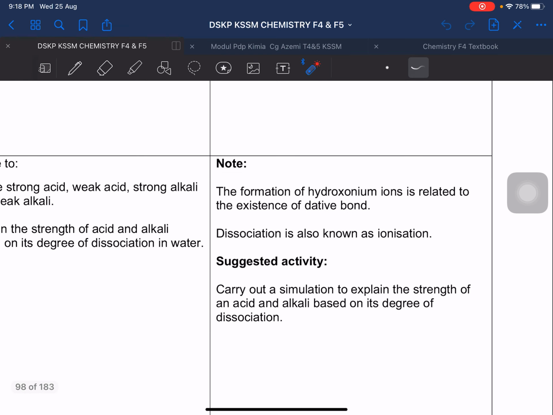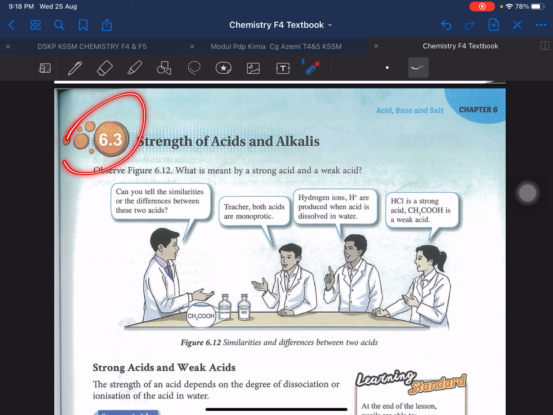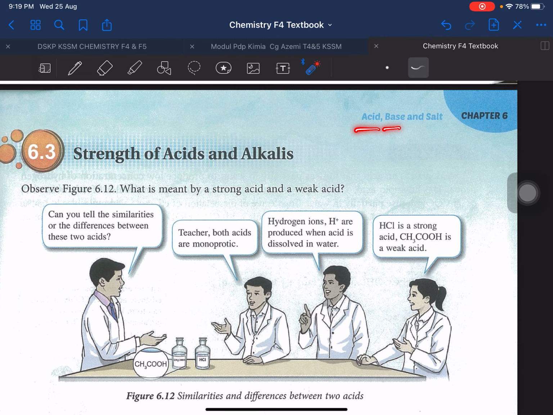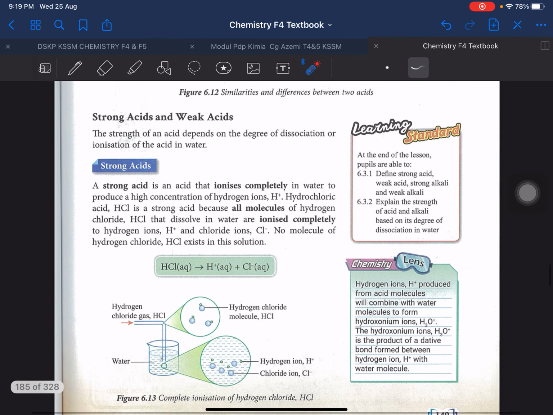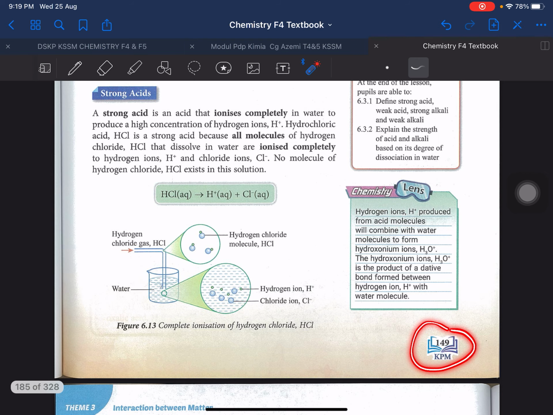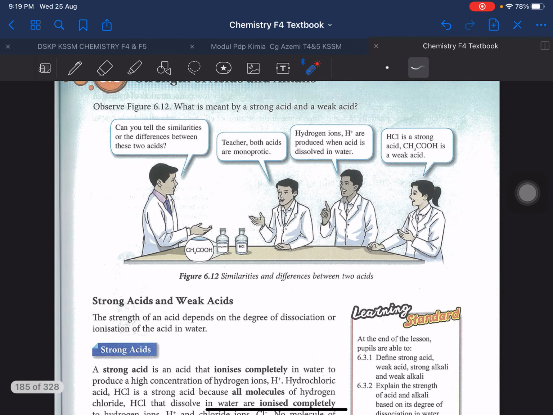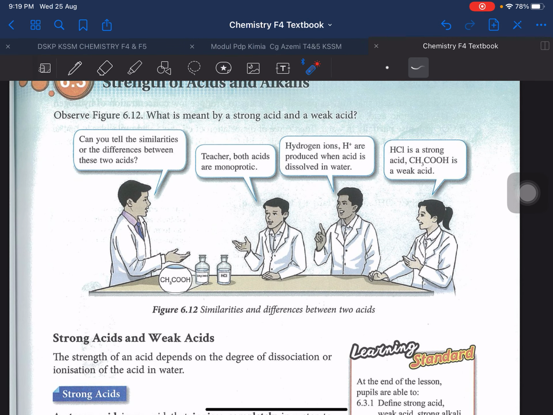Okay, let us look at your textbook here. This one, subtopic 6.3, strength of acids and alkali. We are still in chapter 6, acid, base, and also salt. This is in page 149, your textbook. Let's observe the figure 6.12 here. What is meant by strong acid and weak acid? Look at the picture over here.